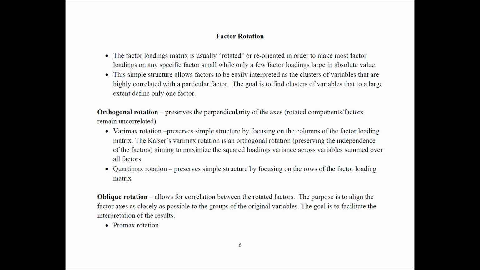On the other hand, an oblique rotation allows for correlation between the rotated factors, and the purpose is to align those factor axes as close as possible to the groups of the original variables, and we want to facilitate the interpretation of the results. Some authors think that's actually a better approach, since a lot of the variables or factors in real life are correlated amongst each other. So that would represent the natural phenomenon better. And the rotation that we will use here is called a Promax rotation, and that's an oblique rotation.